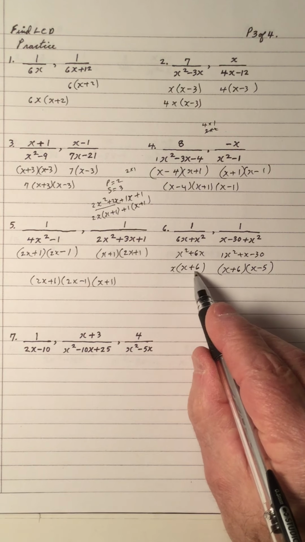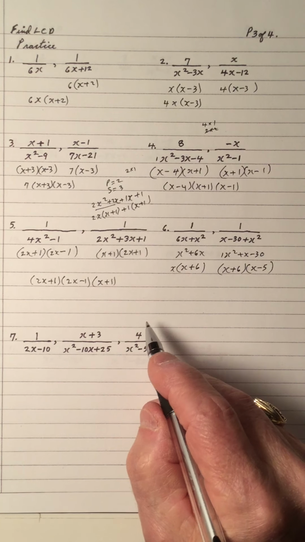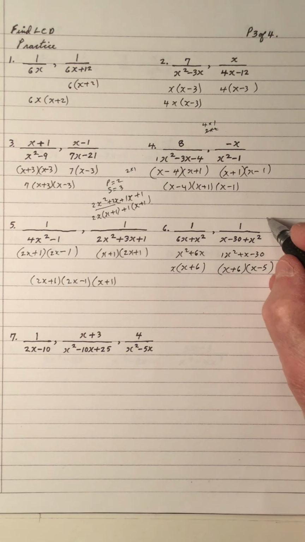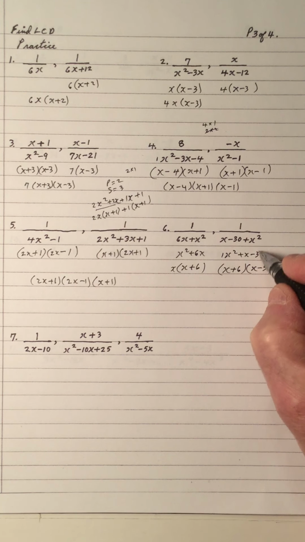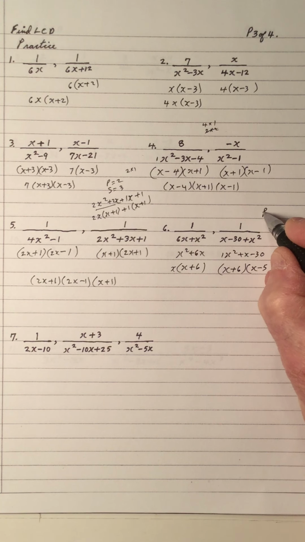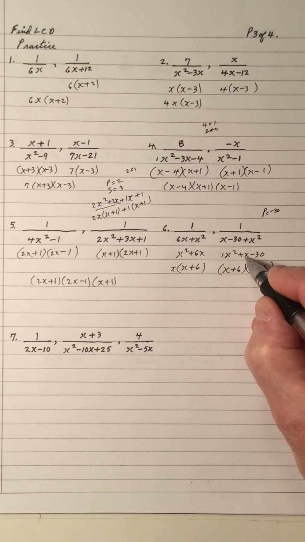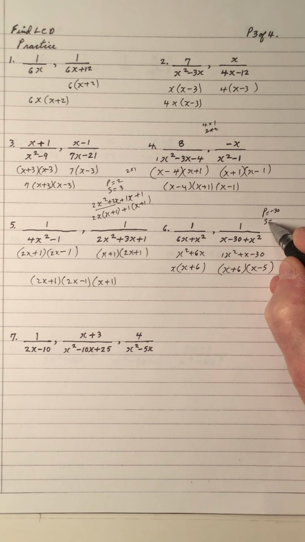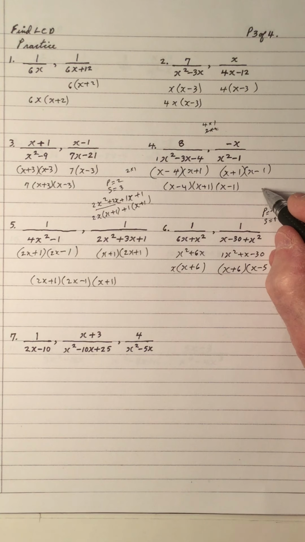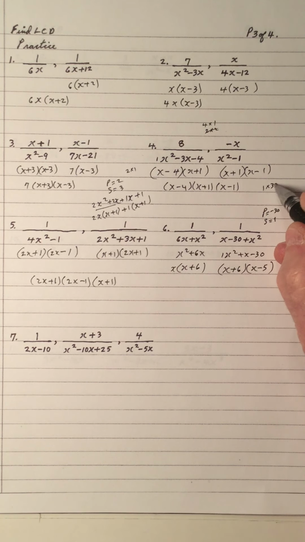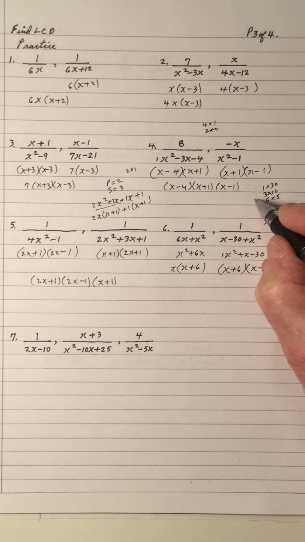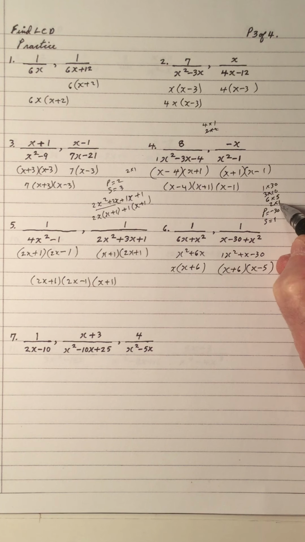So I took a chance that this factor might be here. If not, work it out. The product is negative 30. The sum is 1. So find the factors of 30 that give you a 1. Remember, factors of 30 are 1 times 30, 3 times 10, and 6 times 5. And we also got 2 times 15. So which factors of 30?